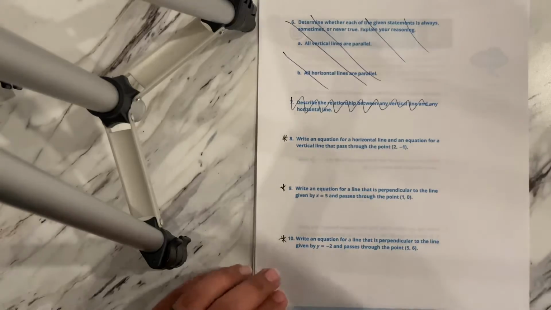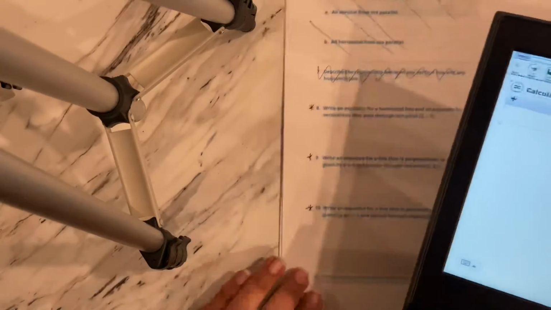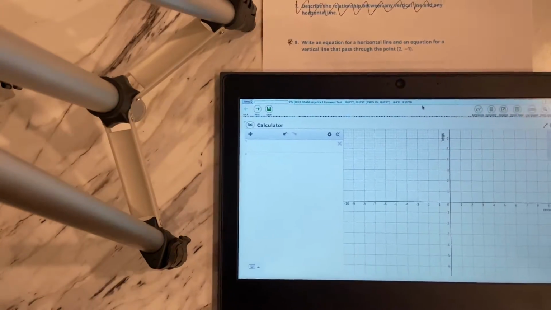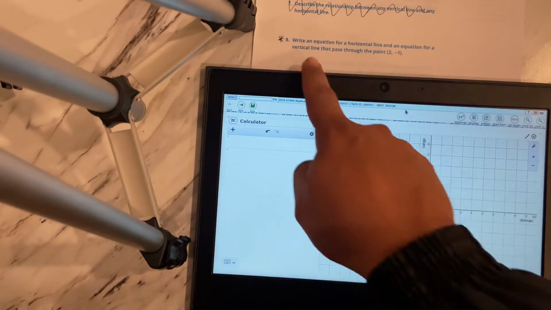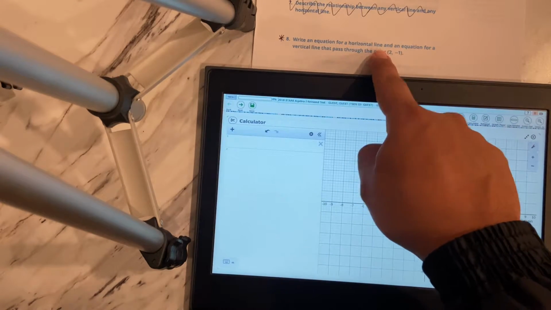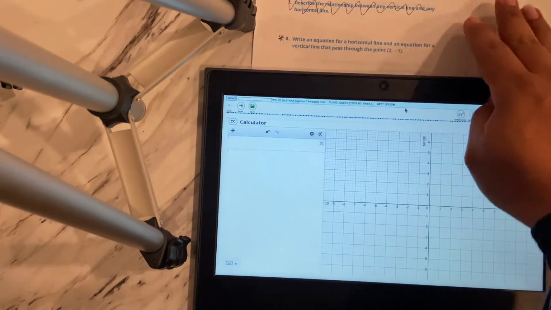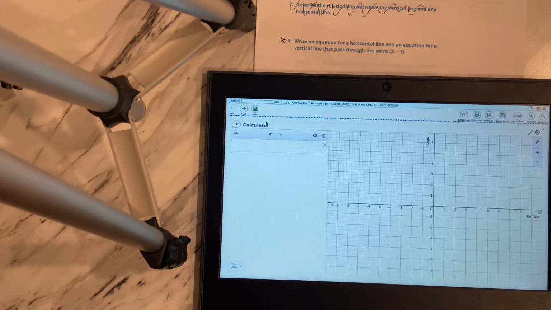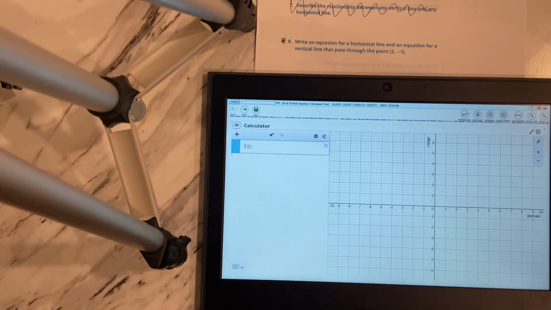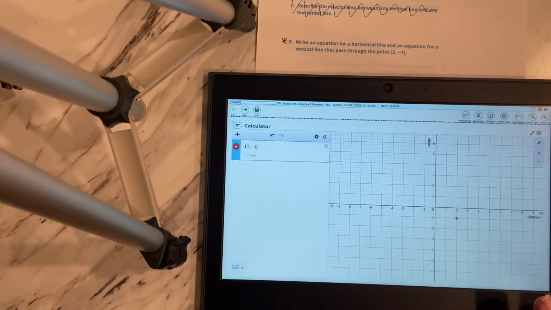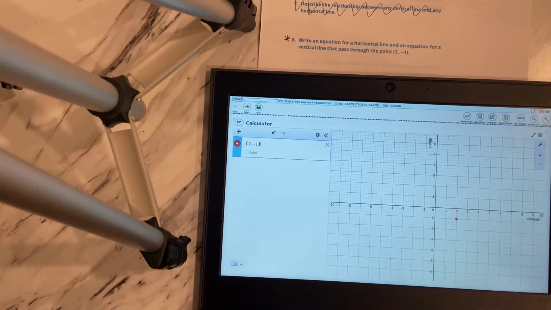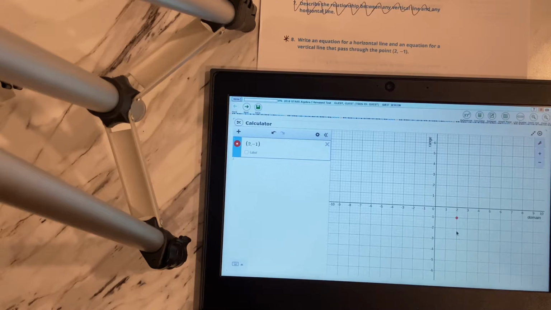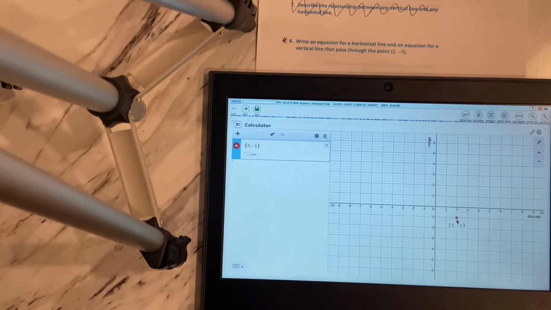I'm going to bring out my Desmos real quick, and I'm going to type in exactly what it's telling me for number 8. So it says, write an equation for a horizontal line and an equation for a vertical line that passes through this point. What's super cool is if I type in the first one, the coordinate 2, -1, I have a point pop out right here. And that's my coordinate right there. All we got to do now is just figure out, okay, what exactly is it asking for?